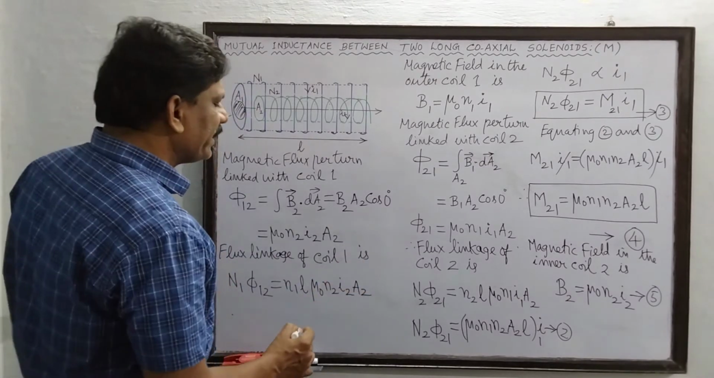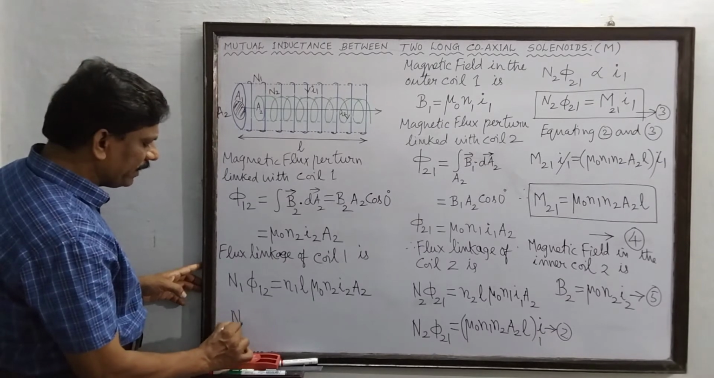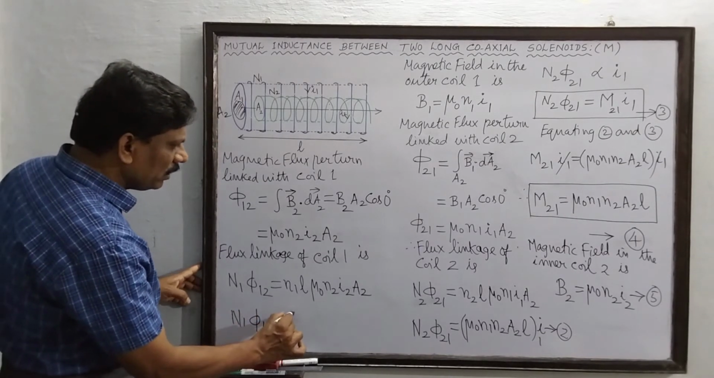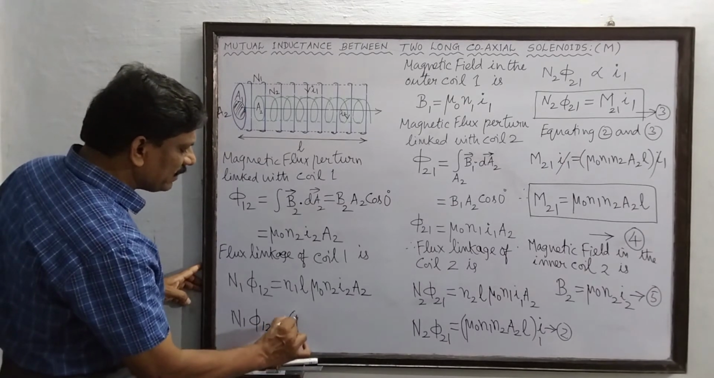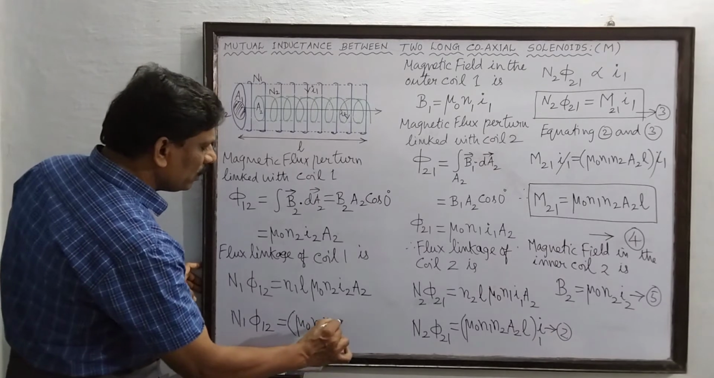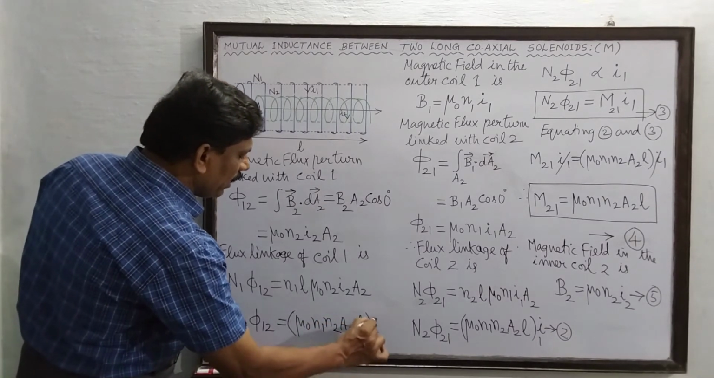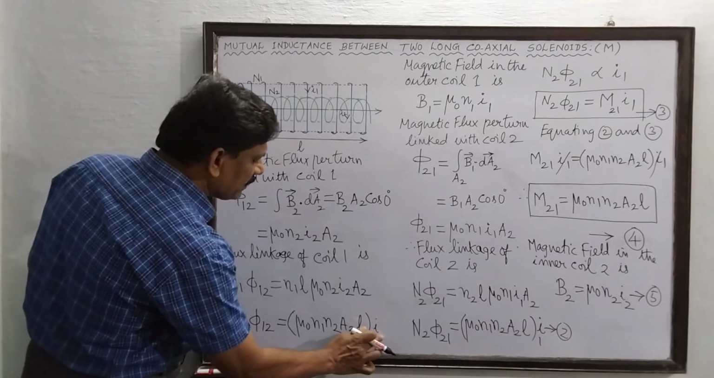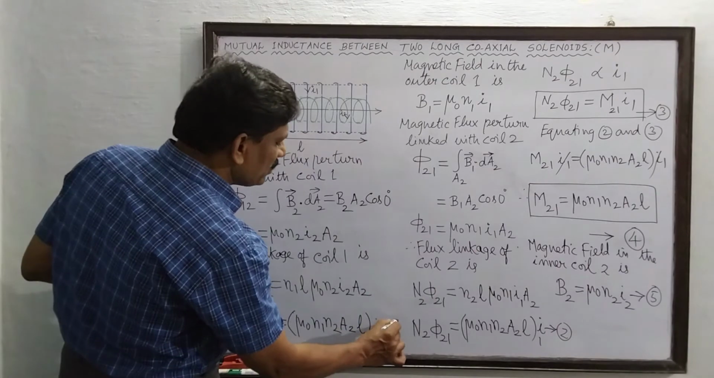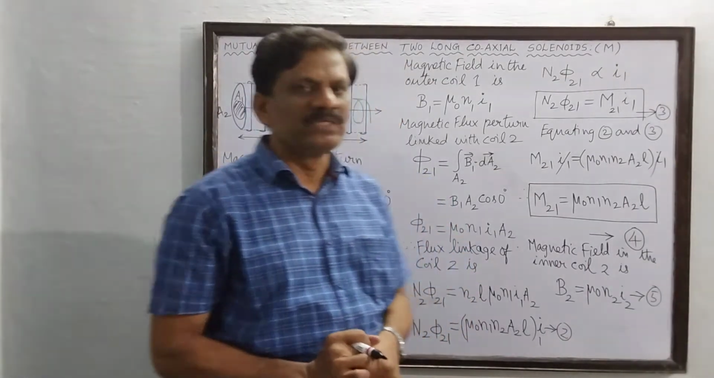So the flux linkage, I am going to rearrange this. N1 into phi 12 is equal to, I will rearrange the terms like this, mu naught N1 N2 into A2 into L into I2. So this is another equation. After 5, this should be 6. Have you understood this sixth equation?